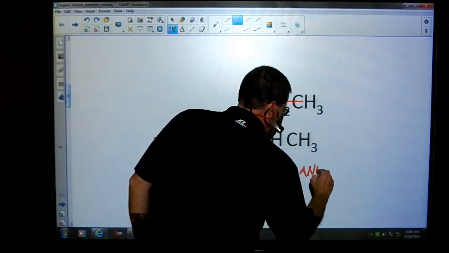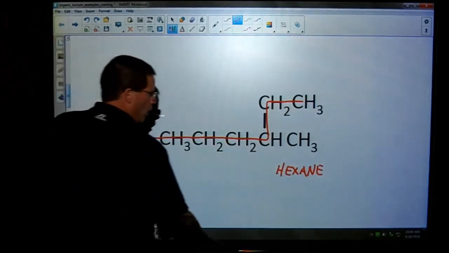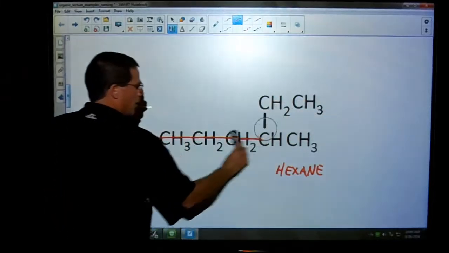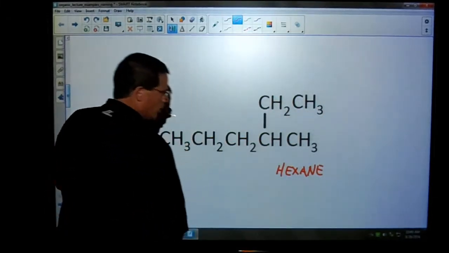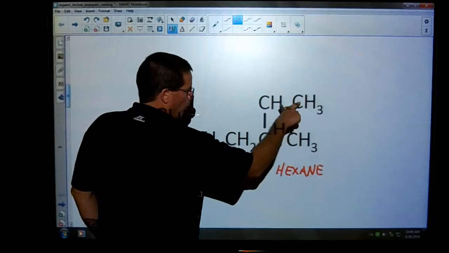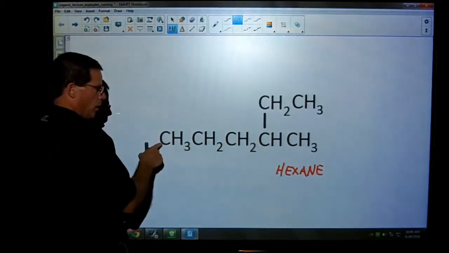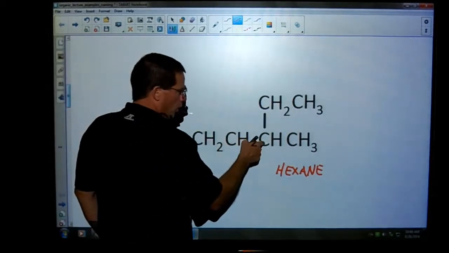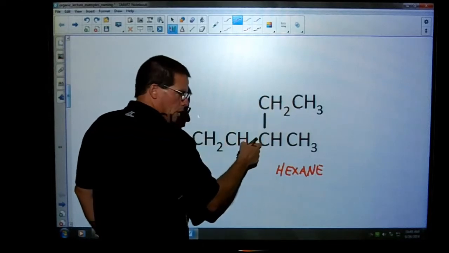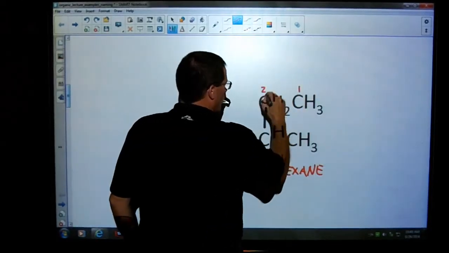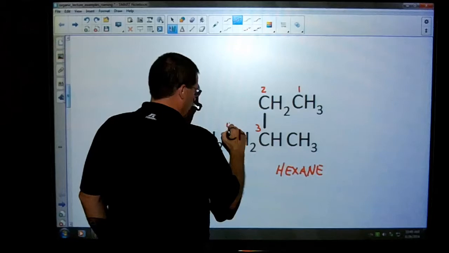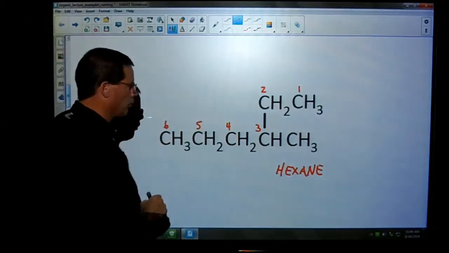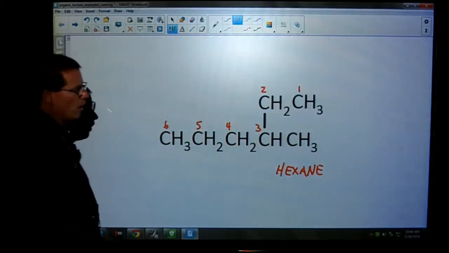meaning 6. Okay, so now that we know who our longest chain is, now we want to number these. So again, we start numbering the chain. We would not start here because that would be 1, 2, 3, 4 carbon versus a 1, 2, 3 carbon. So numbering looks like this. Okay, so 6 carbons, that's why it's hexane.